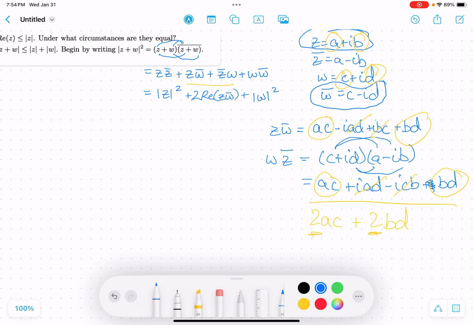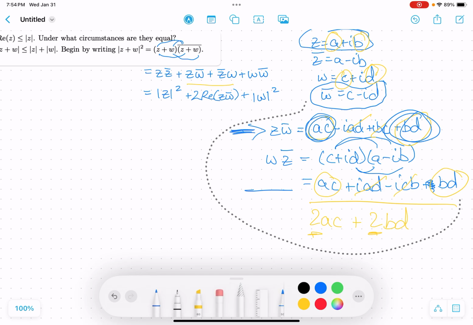Okay, so if we take just our ZW conjugate or our WZ conjugate, doesn't matter which one, we're just taking 2 lots of the real part. It equals the same thing. So you see if you can remember that. But you can always just work it out as well.